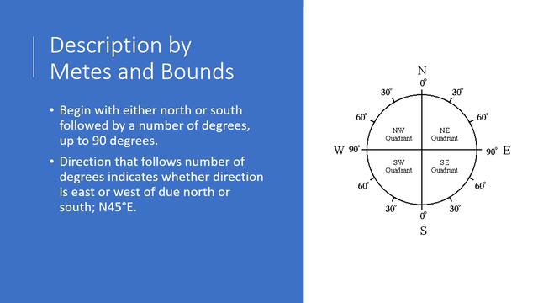Description by metes and bounds begins with either north or south, followed by a number of degrees up to 90 degrees. Directions that follow the number of degrees indicate whether a direction is east or west of due north or south. For example, north 45 degrees east.